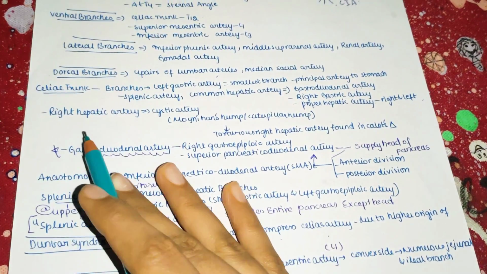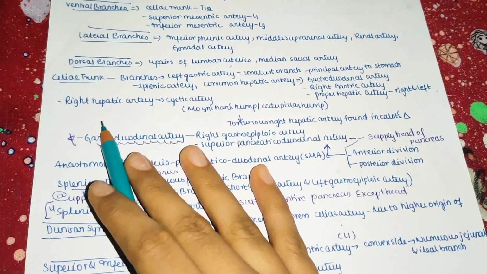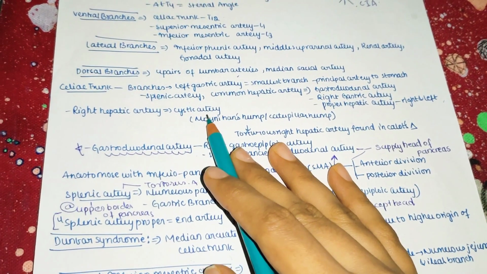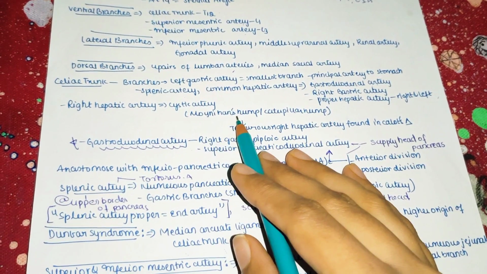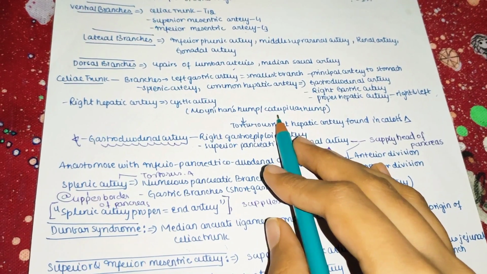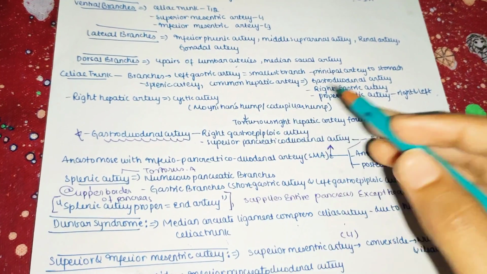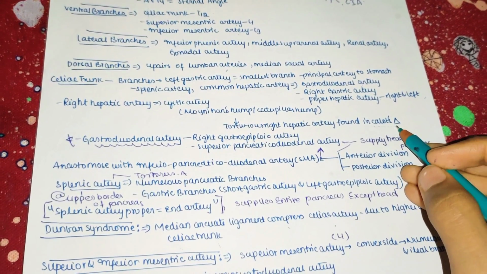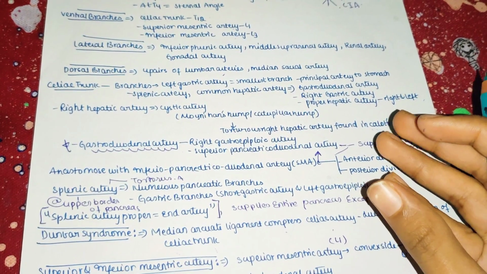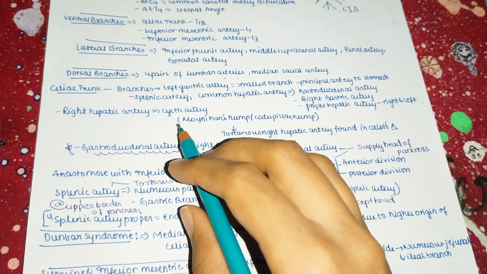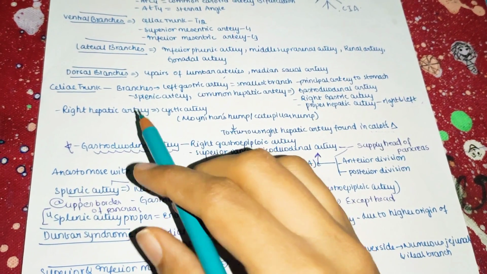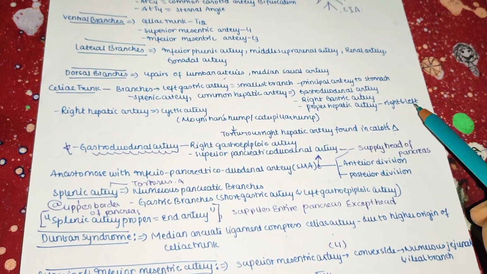Next coming to the right hepatic artery. Right hepatic artery gives rise to cystic artery, that is Moynihan's hump or caterpillar hump, where you will see a tortuous right hepatic artery found in a Calot's triangle. So in Calot's triangle you will see a tortuous artery, that is nothing but the cystic artery, which is in turn coming from the right hepatic artery.